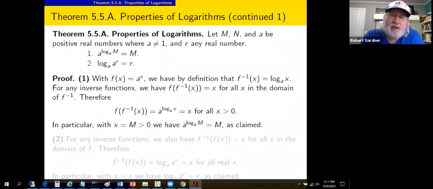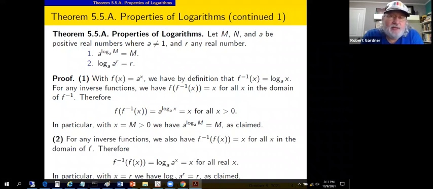Second claim, same thing. We've just composed them in the other order. Instead of having the log function inside the exponential, like in part 1, in part 2 we've got the exponential inside the log function. They're still inverses of each other. For any inverse functions, we also have f inverse of f of x equals x, this time for all x in the domain of the inner function. In this case, it's the function f.